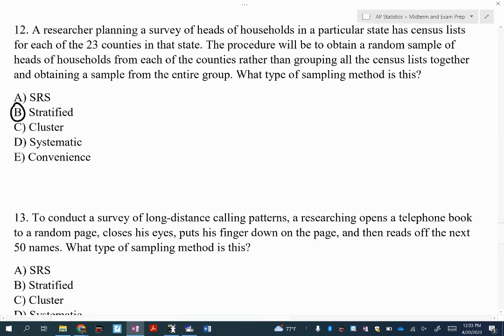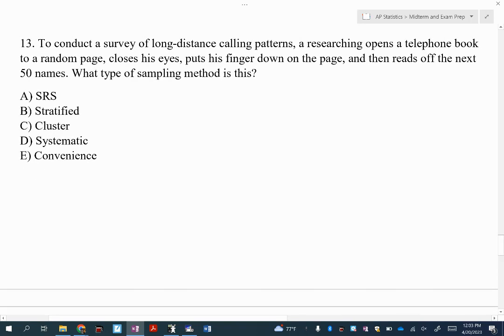Conducting a survey of long-distance calling patterns, a researcher opens a telephone book to a random page, closes his eyes, puts his finger down on the page, and then reads off the next 50 names. What type of method is this? No, they're not doing groups here. Not C or B. Yeah, I was hoping you guys would say convenience. I thought maybe people would say SRS, but with SRS you've got all of the names, and you randomly pick however many names. Just closing your eyes and pointing is not random.